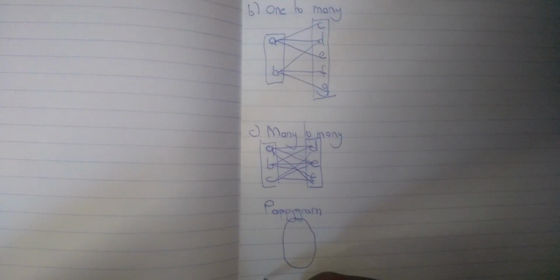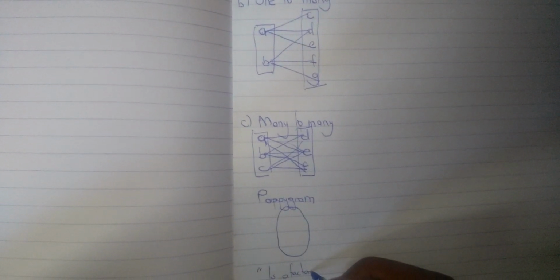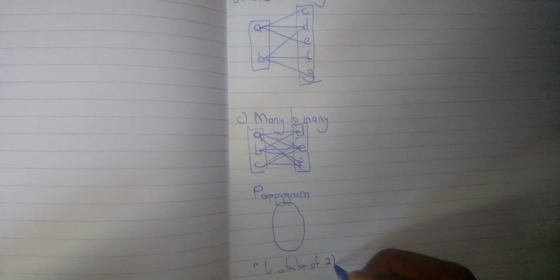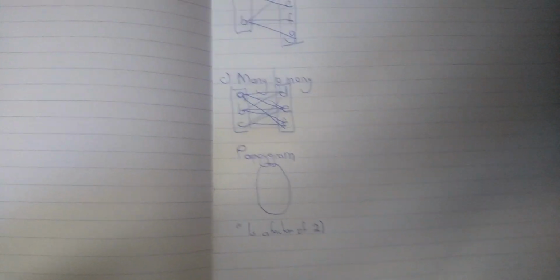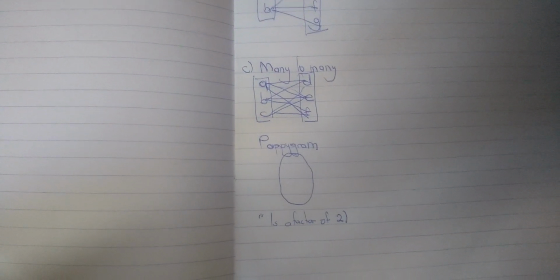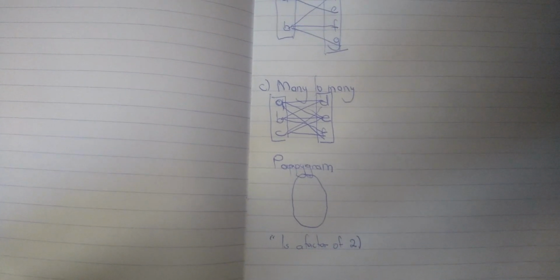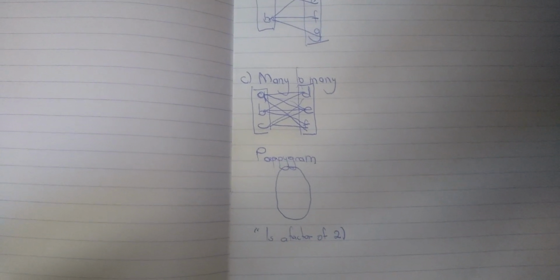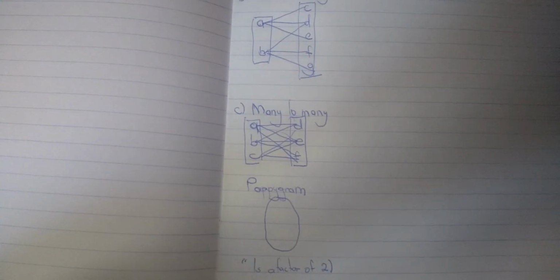So maybe they have told us to represent the statement is a factor of 2. Simply you need to know what a factor is, and by definition we can say that a factor is that number that divides a given number without a remainder. That's what we refer to as a factor. Then we have to find out which are those numbers that divide 2 without a remainder. Simply, we know that 1 is a factor of every number, since it divides all numbers without remainders.